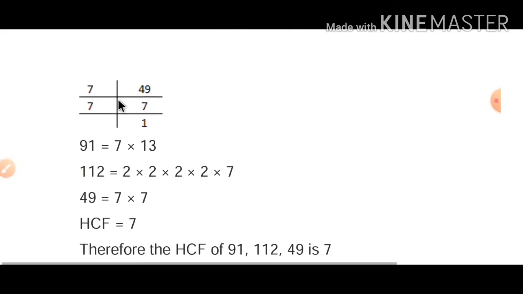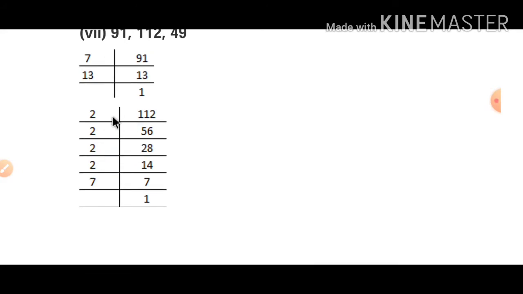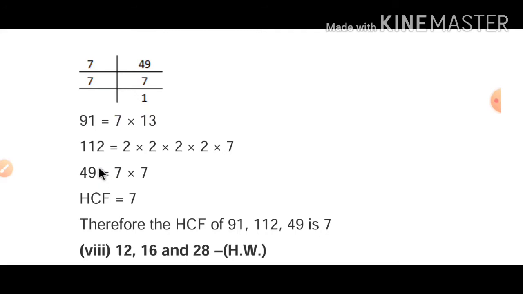Now 49. 49 is divisible by 7. How many times? 7 7s are 49, and 7 is divisible by itself, so 7 1s are 7. Now write all the factors. 91 factors are 7 into 13. 112 factors are 2 multiply 2 multiply 2 multiply 2 multiply 7. And 49 factors are 7 multiply 7.